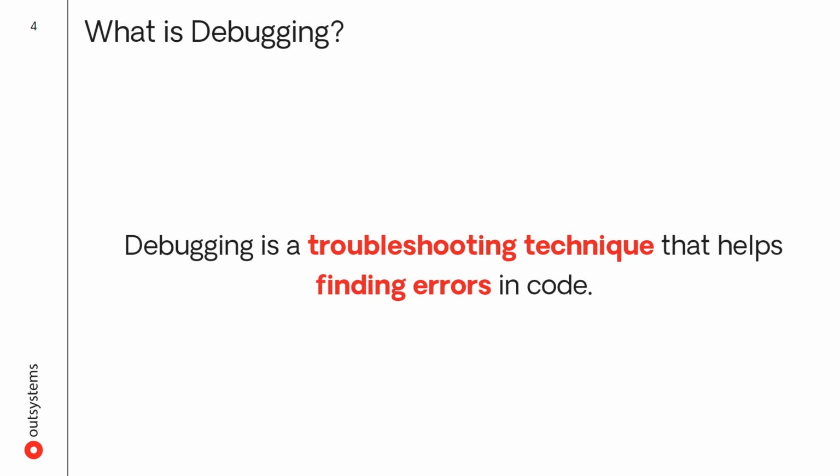What is debugging? Debugging is essentially a troubleshooting technique that helps detect errors in software code through a methodical analysis of the code. It also helps remove the errors found, to guarantee that the code runs according to desired specifications.